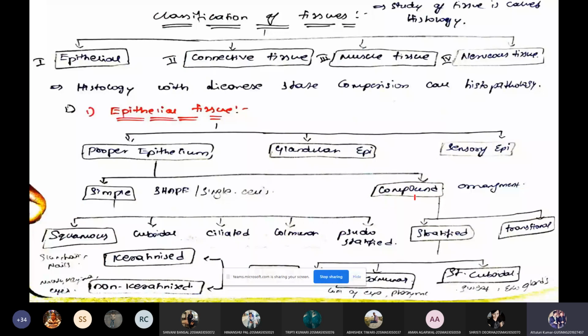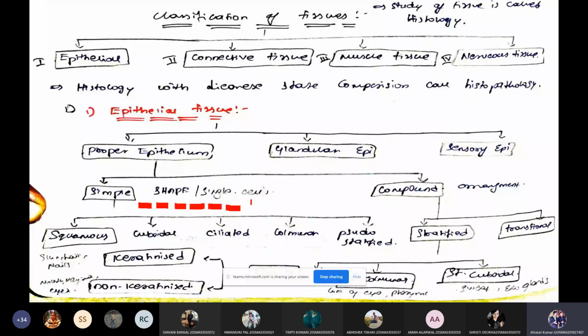Okay. So now we have simple epithelium and we have compound epithelium. So what is the difference between simple epithelium and compound epithelium? Now listen to me, students. If the epithelium is made up of a single layer of cells, then it is called simple epithelium. So this is a single layer of cells. If the epithelium is made up of a single layer of cells, then it is called simple epithelium.